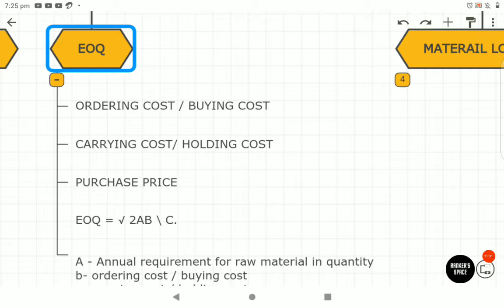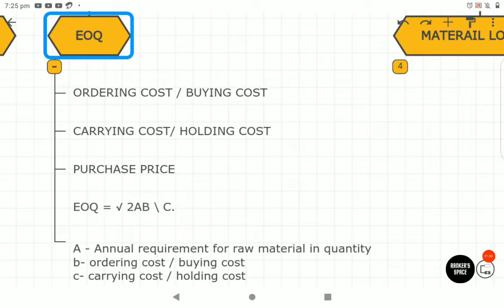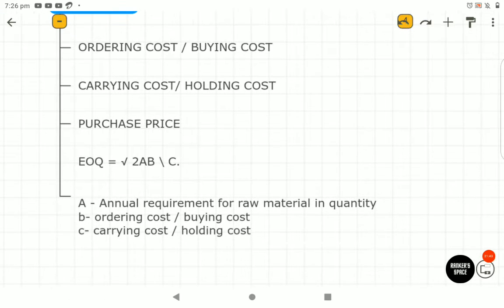So let's look at it. First, what are the elements in your EOQ? You have your ordering cost or buying cost, then you have the carrying cost or holding cost, then you have the purchase price, the amount you give and buy. And then what is the formula? The formula of EOQ is root of 2AB by C.